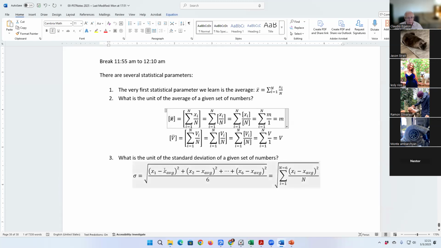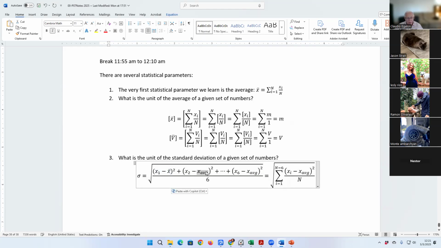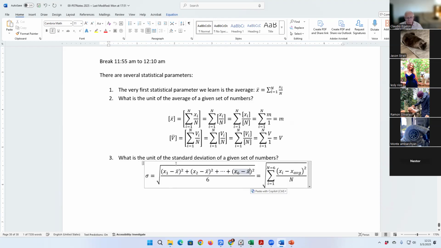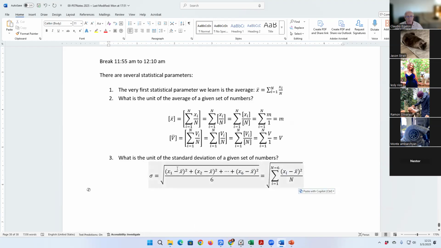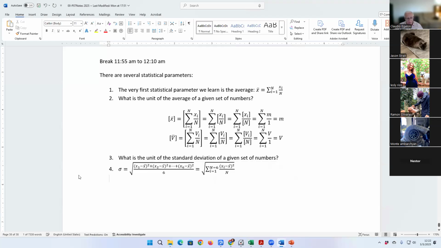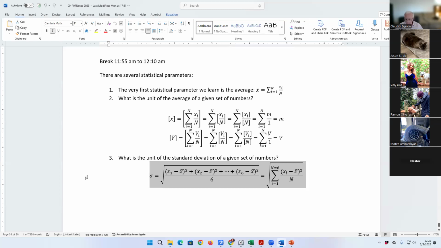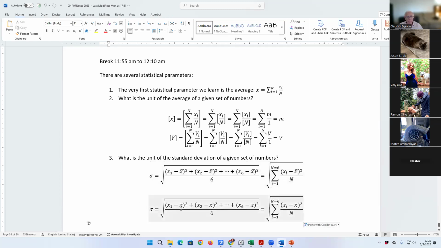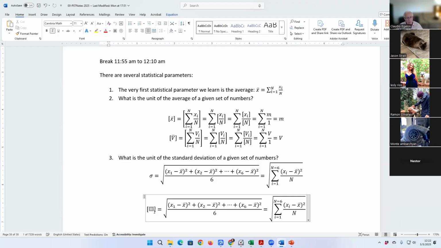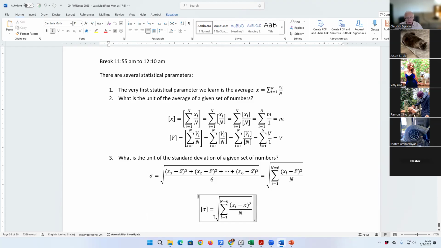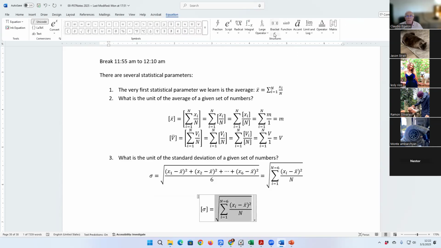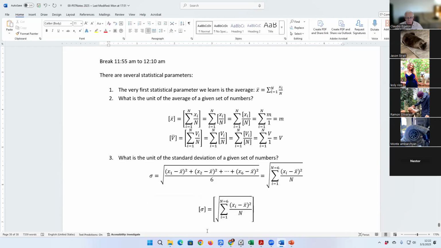X bar here, X bar here, X bar here, X bar here, just to keep it consistent. Okay? See, we have a square root outside, right? We want to find out the unit of the standard deviation. We proceed with the same steps that we did before for the average. The unit of the standard deviation is equal to the, I'm going to skip this one here. See, we have a square root, don't forget.